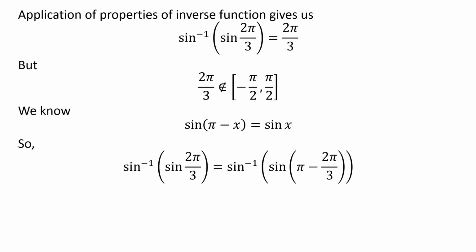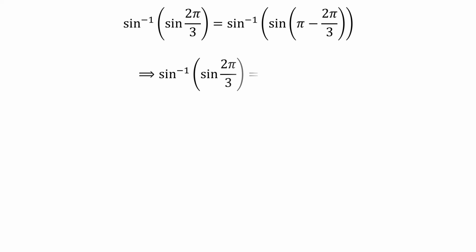So, inverse of sine of 2 times pi upon 3 is equal to inverse of sine of pi minus 2 times pi upon 3. As pi minus 2 times pi upon 3 is equal to pi upon 3, so inverse of sine of 2 times pi upon 3 is equal to inverse of sine of pi upon 3.